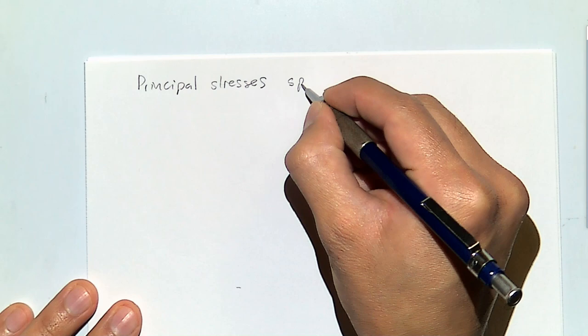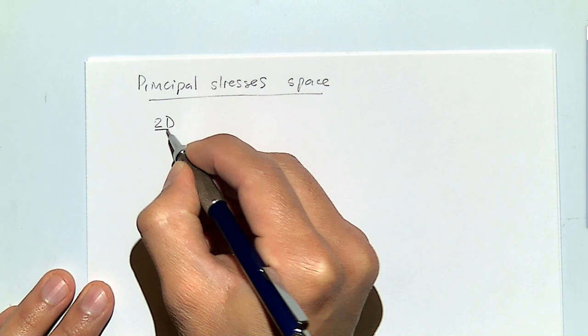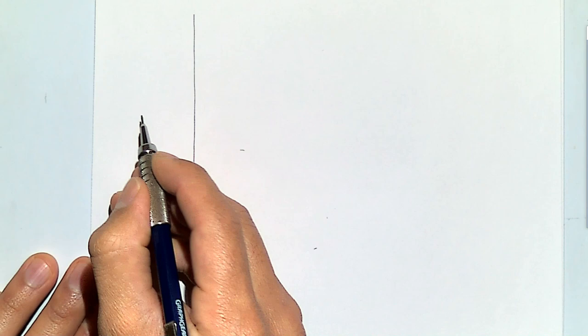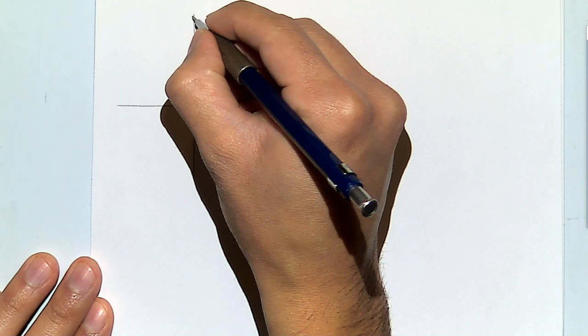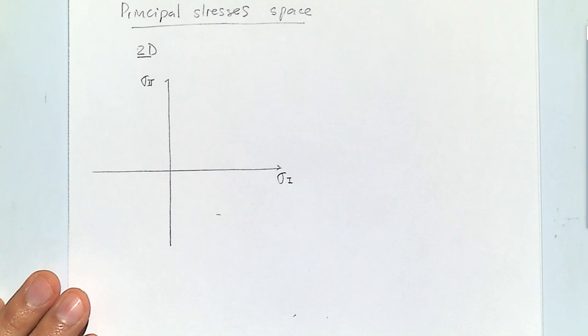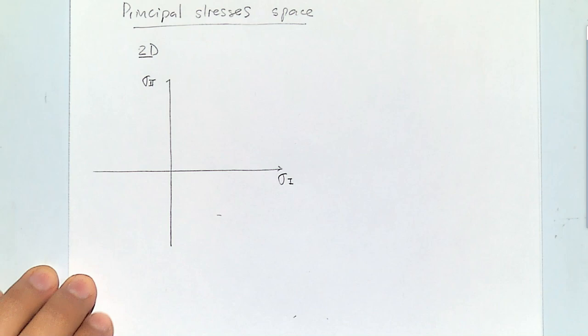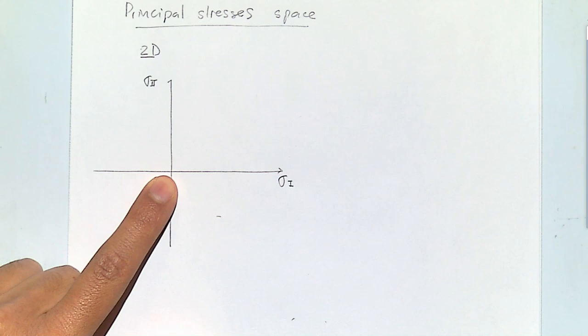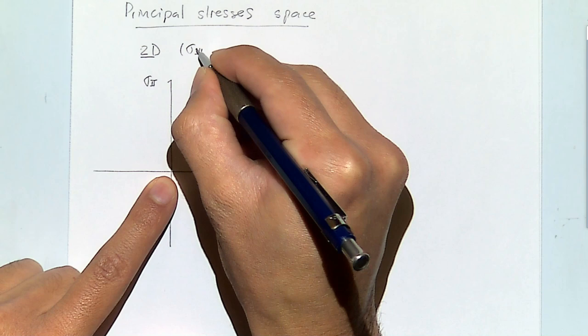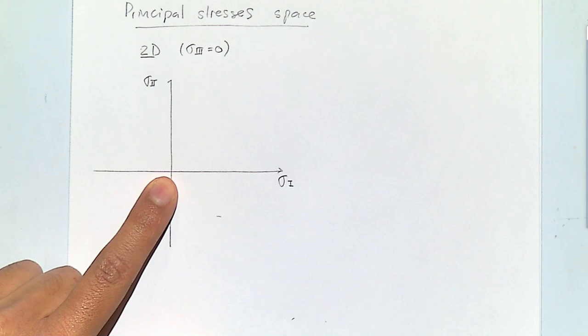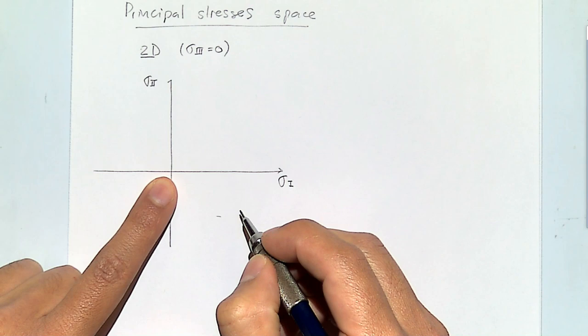We're going to start with the 2D version of that principal stress space. If I were to have, for example, here sigma 1 and here sigma 2, I'm going to plot the Tresca criterion in here. Let's say that sigma 2 is equal to 0, and let's assume sigma 3 is also equal to 0. If sigma 2 is also equal to 0, what is going to be the maximum value of sigma 1? Roman. Maximum value, or the yield value.